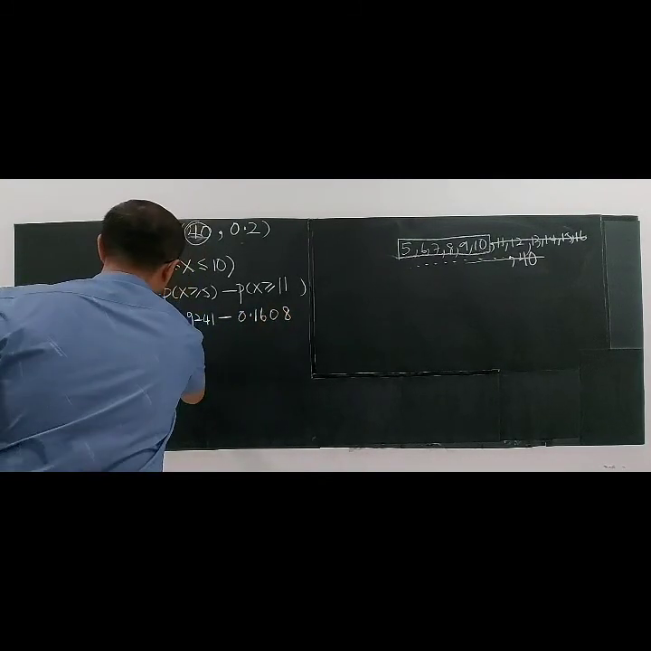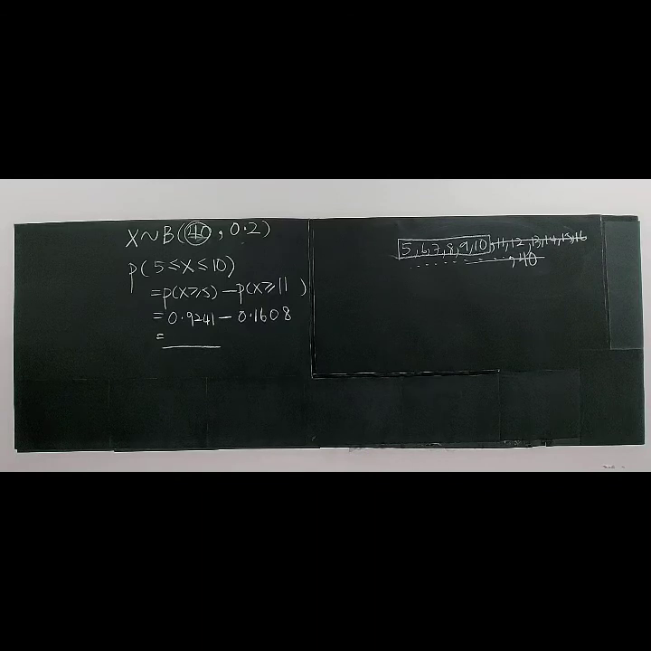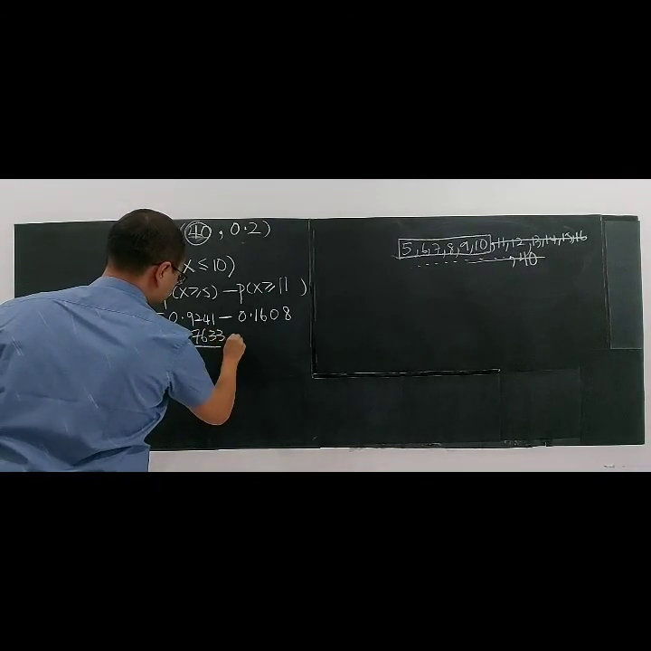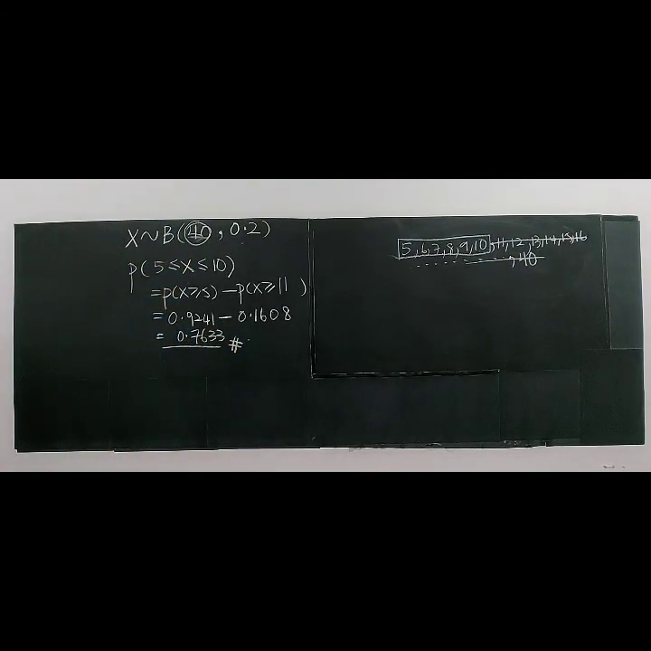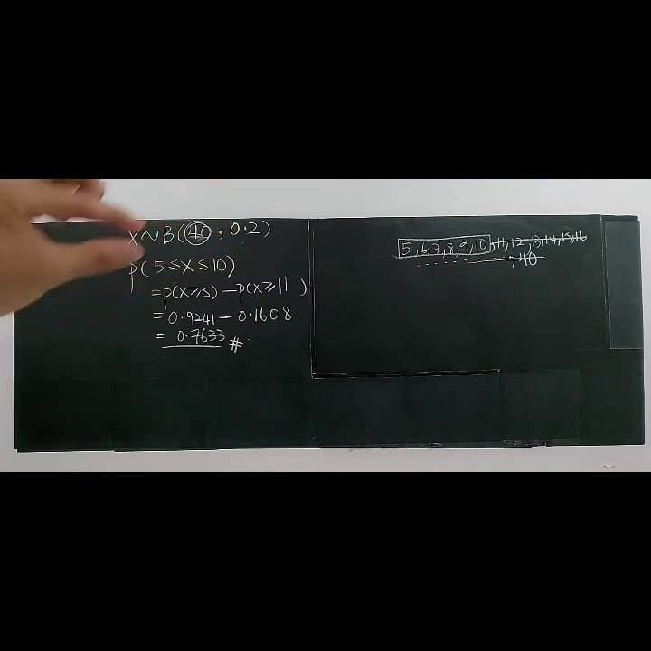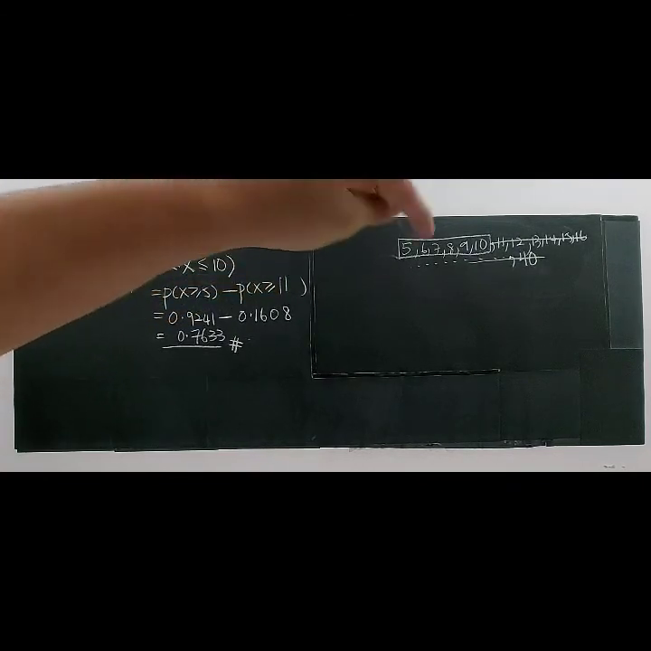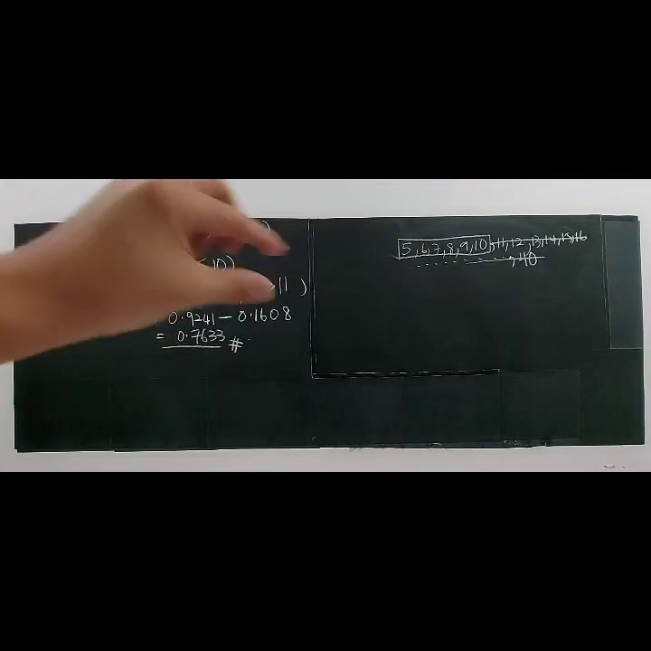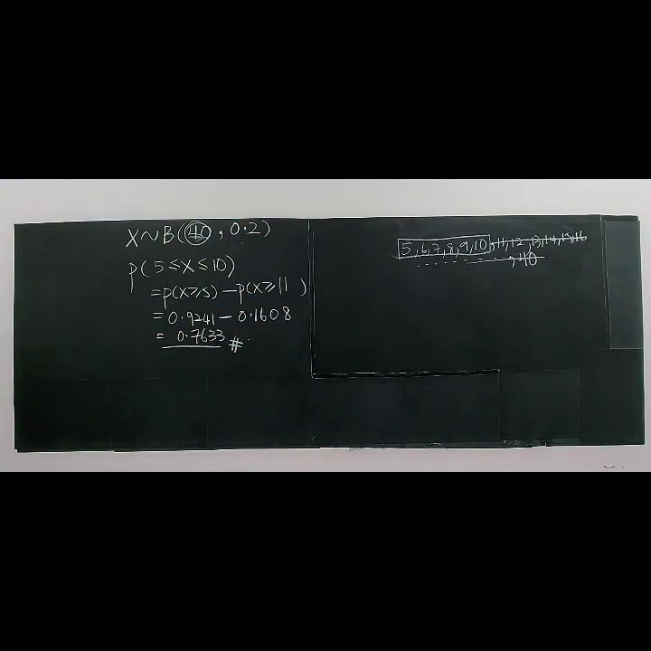0.1608. Oh, so what is the answer? Okay, very simple. You just subtract and you're getting 0.7633, and this will be your answer. So the most important thing is, when you read a question, you must understand what the question wants and how to answer this by using the statistical table, right? If you already forgot how to use the statistical table, refer to video 1 and 2, right?